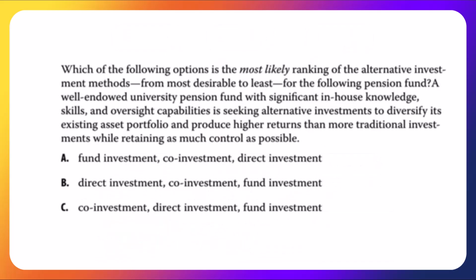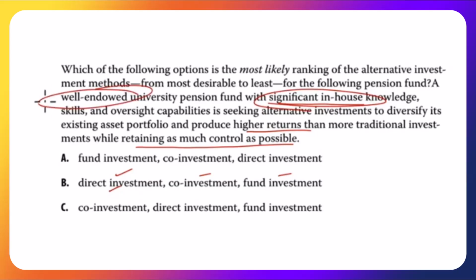There we are. Which of the following options is the most likely ranking of the alternative investment methods from most desirable to least for the following pension fund? A well-endowed university pension fund with significant in-house knowledge, skills and oversight capabilities seeking alternative investments to diversify its existing asset portfolio and produce higher returns than more traditional investments while retaining as much control as possible. Well, we know they're going to start with direct investment. Then you move to co-investment, then fund investment. You retain the highest control with direct investment, and we are told they have significant in-house experience and they are well endowed.